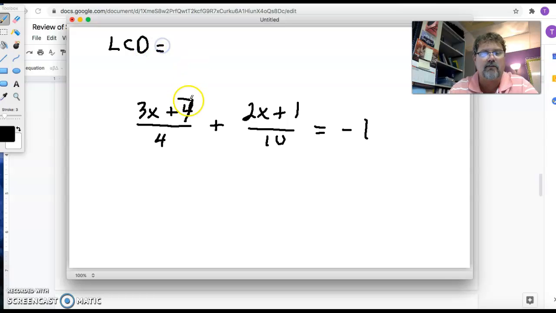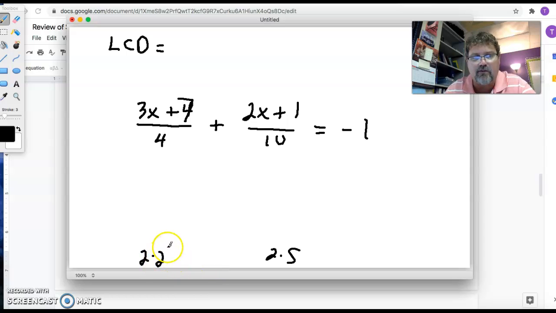The LCD is defined to be the product of each distinct factor, taking the highest power of each. Well, 4 is 2 times 2, which is 2 squared. 10 is 2 times 5. The distinct factors are 2 and 5, but 2 has a power of 2, because that's a 2 squared. So in other words, the LCD is 2 squared times 5, which is 4 times 5, which is actually 20. So we're going to hit this equation with a 20.